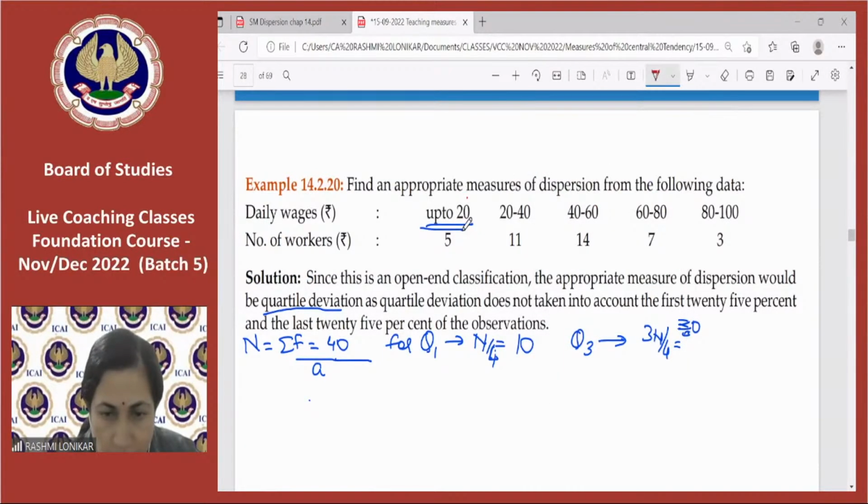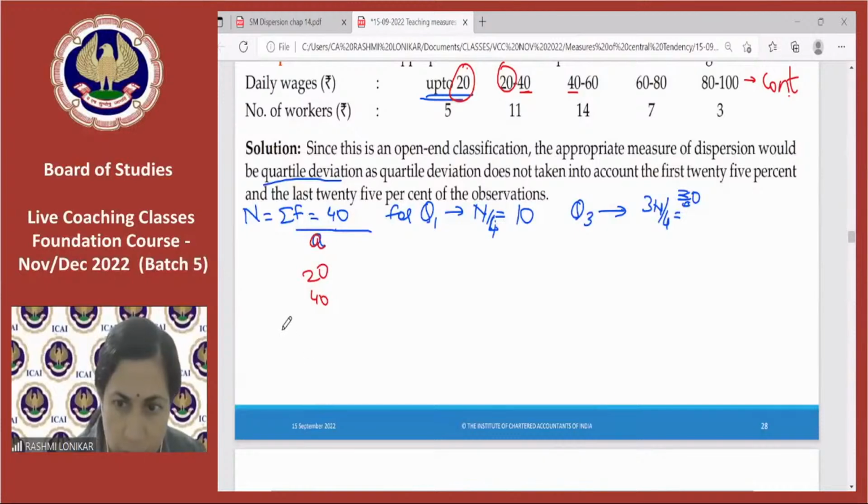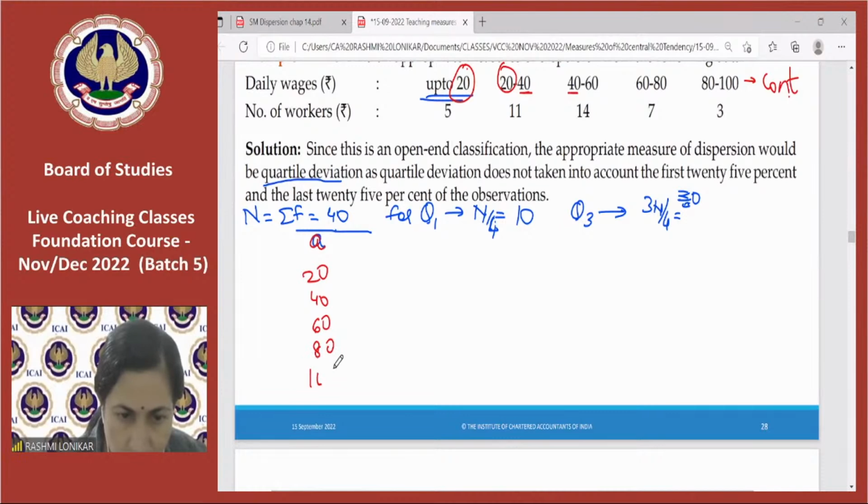So here this is 20 and here this is also 20. Then this is 40, this is also 40. So this is a continuous distribution. I don't have to use 0.5 etc. over because they are already continuous. So I don't have to make the frequency distribution continuous. Therefore I am using 0, then 20, 40, 60, 80 and 100. These are my class boundaries.